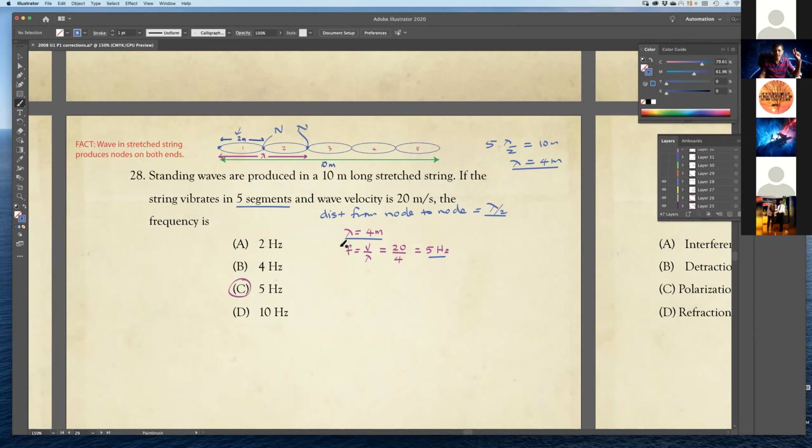Yes, sir. And we know the equation V is equal to F lambda. So if you transpose and make F the subject, F is going to be V over lambda. And they gave us V. It's 20. And we figured out lambda to be 4. So we get that the answer is C.